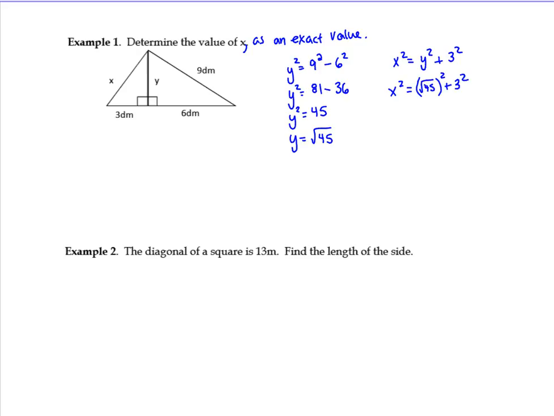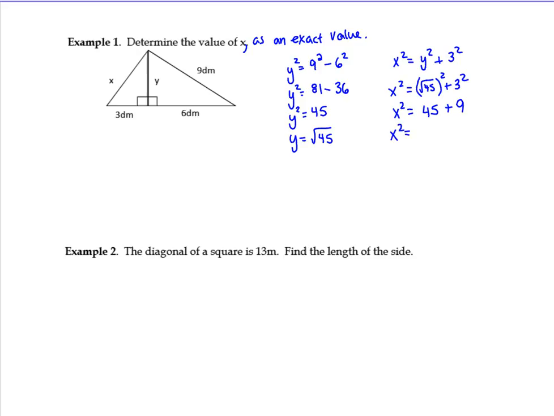Here's what's really cool about squaring a square root. They're opposite of each other. They cancel each other out. So when you square root 45, it just equals 45. That's one of the benefits, especially if you're going to have to reuse it in Pythagorean theorem, just to leave it as a radical. So 45 plus 9.